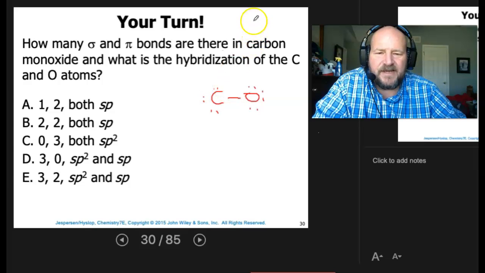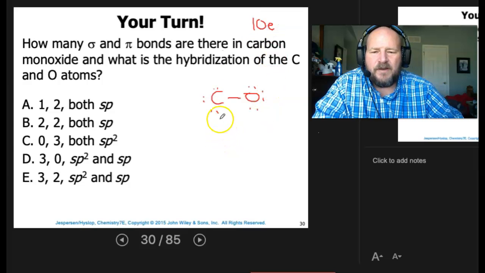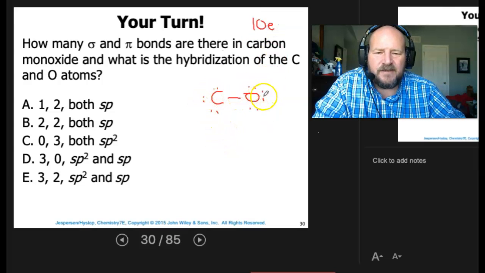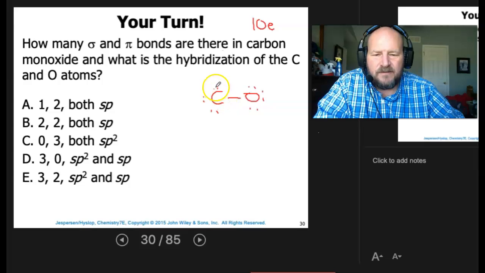All right, so remember we have 10 electrons. Right now we have 2, 4, 6, 8, 10, 12, 14. So I'm going to put these two in and these two in. That's going to give me my triple bond now.